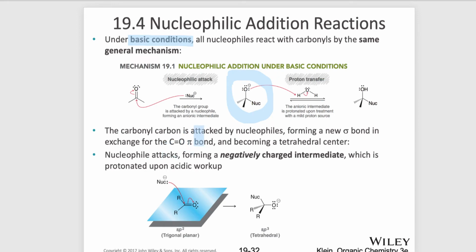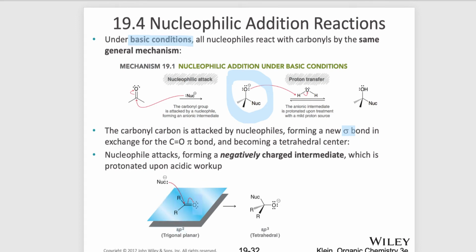The carbonyl carbon is attacked by nucleophiles, forming a new sigma bond, right? We're going from 2 single bonds and a pi bond to now 4 single bonds. So we've basically created a new sigma bond, a new single bond. Nucleophilic attack forms a negatively charged intermediate, which is protonated upon acidic workup. So here we have it. Our carbonyl compound, and this applies to both aldehydes or ketones.